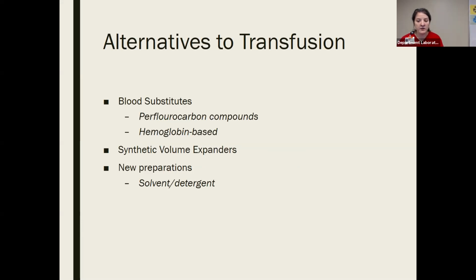Synthetic volume expanders, and then new preparations, solvent or detergent. This is actually what's being used in the Factor VIII concentrate, where they are inactivating viruses so it doesn't have any risk of transmitting viral diseases. However, there is not a current treatment using solvents or detergents to remove the viruses completely from red cells and platelets and plasma. They haven't got that far yet.